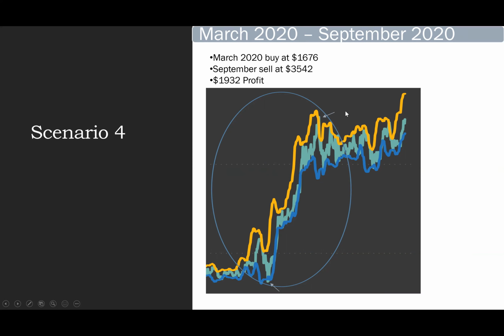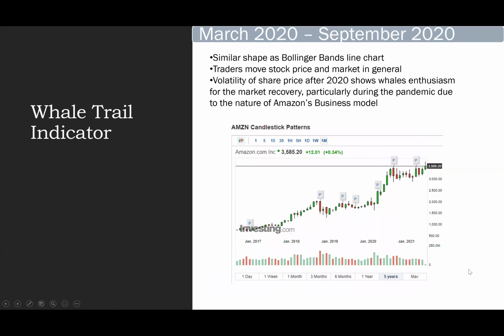After September 2020 and forward, we can see a high volatility of the share price with a high range of the bands. As was mentioned, where there's high volatility, there is also a higher range between the bands. To complement this previous analysis, this well-traded indicator signals how traders are moving the stock price and the market in general. The volatility of the share price after 2020 shows whales' enthusiasm for the market recovery, particularly during the pandemic, due to the nature of Amazon's business model, which solely focuses on e-commerce sales.